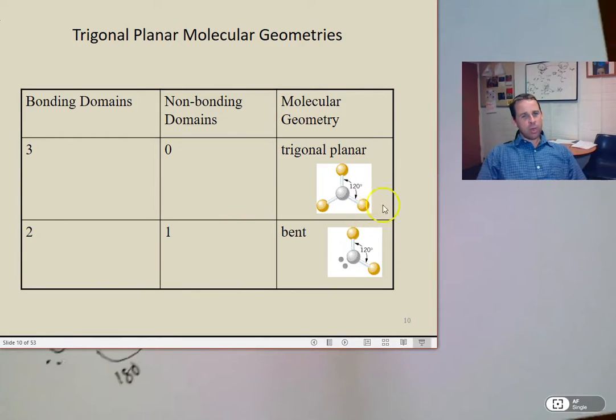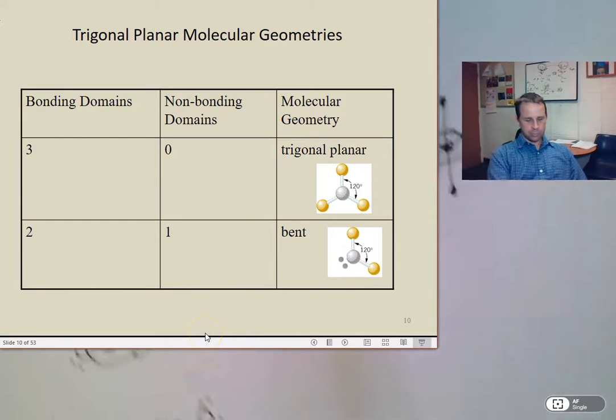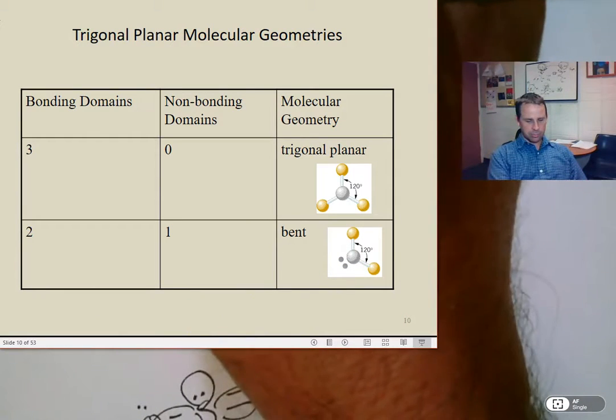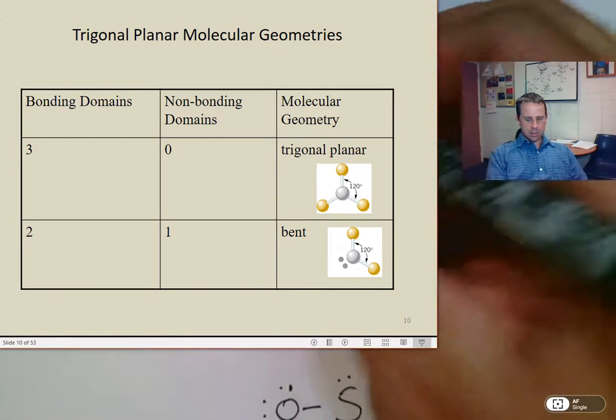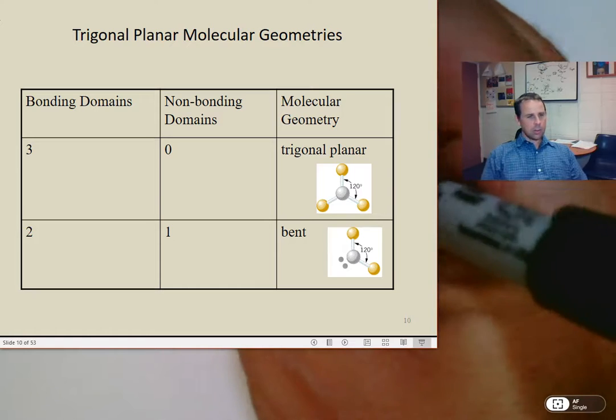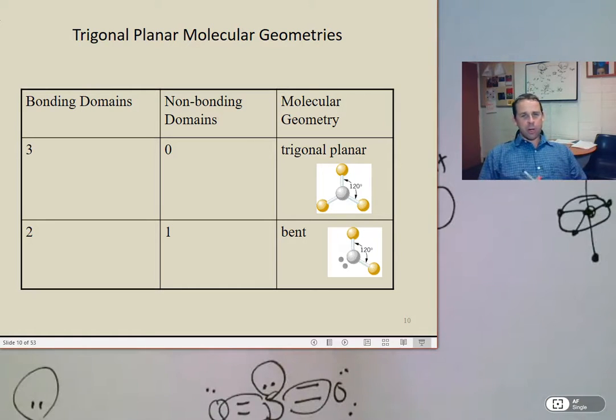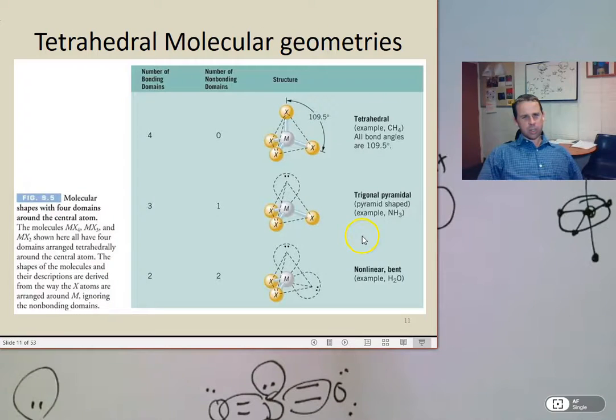All right, so that's what we see here. When you have a set of lone pair electrons on a trigonal planar compound, if one of the ligands is a lone pair, the resulting compound is a bent compound with an angle of 120 degrees.